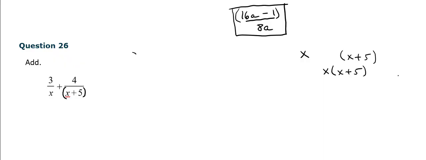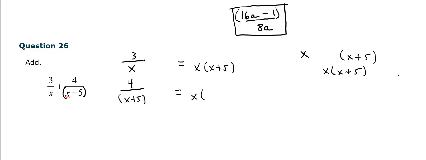That's our common denominator. So I'm going to rewrite my problem vertically. So I have 3 over x and 4 over x plus 5. And remember, we established our common denominator as x times x plus 5. So now I'm going to compare and multiply by the missing factor or factors. So 3 over x, and our common denominator is x times x plus 5, so I'm missing the factor of x plus 5. So I apply it to both the numerator and denominator.